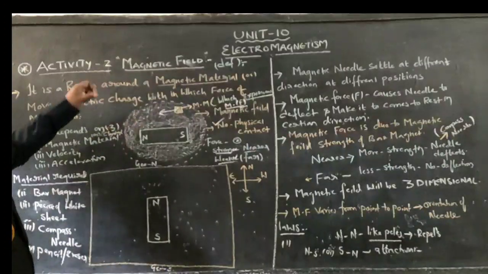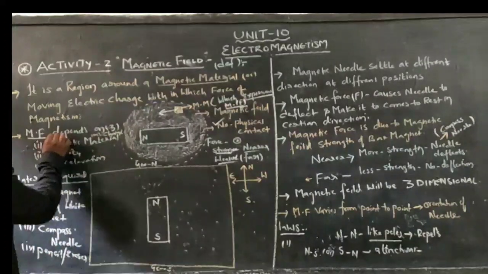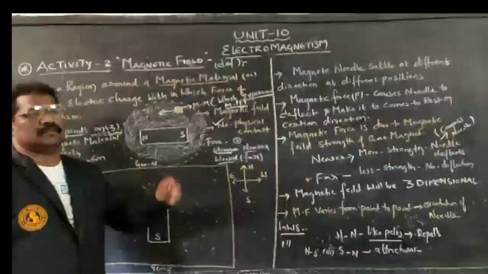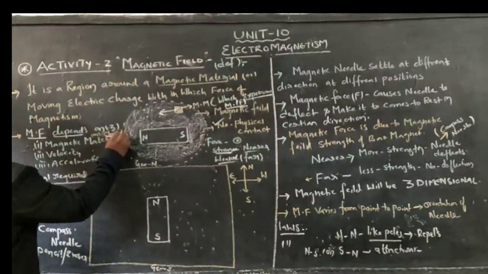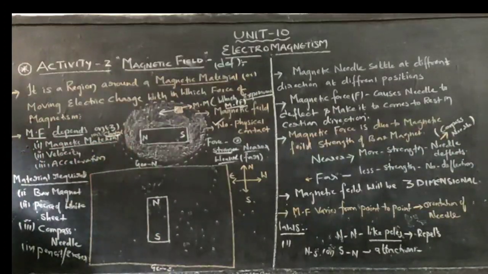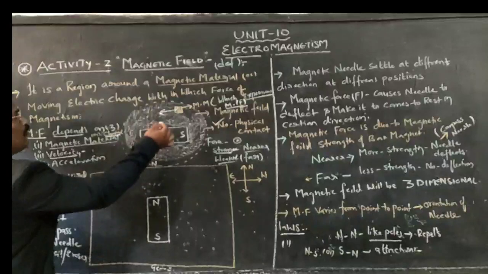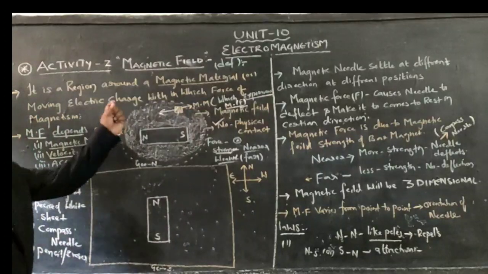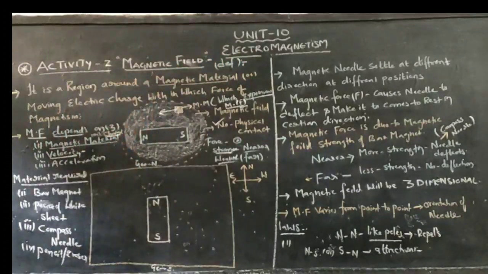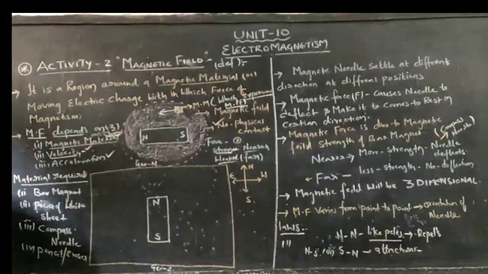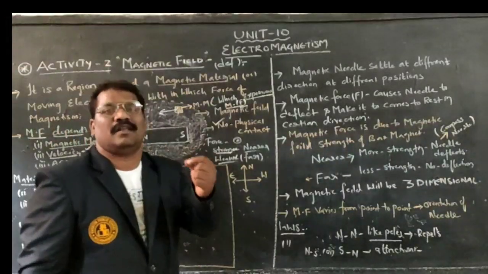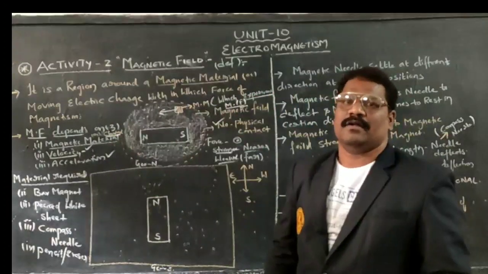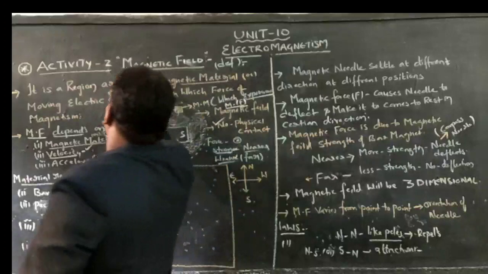Before going to Activity 2, this magnetic field depends upon three things. First one is what? The charge of the magnetic material. Second one is velocity, with how much speed it is attracted towards the bar magnet or moving away from the bar magnet. And the rate of change of velocity is nothing but what? Acceleration. Based upon these three factors, the magnetic field depends. This is a general introduction regarding the magnetic field.